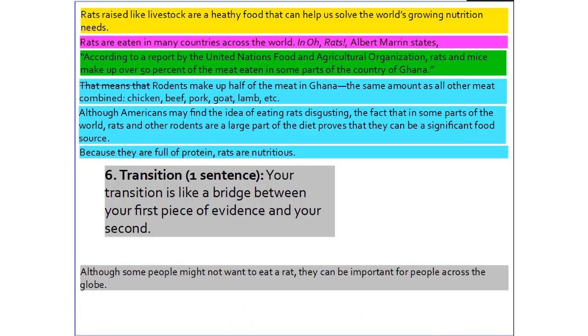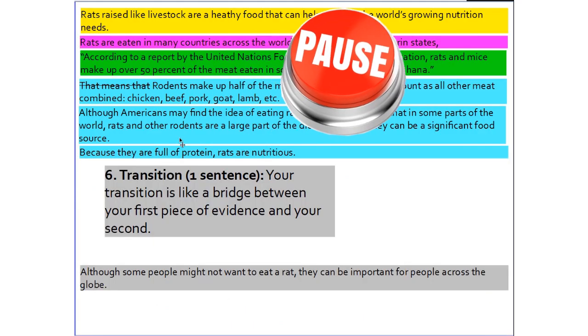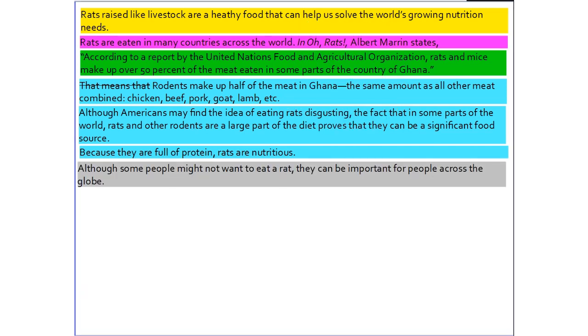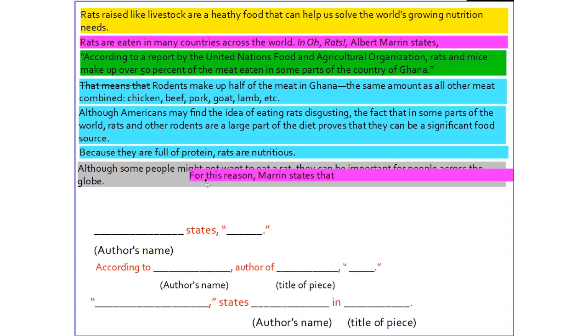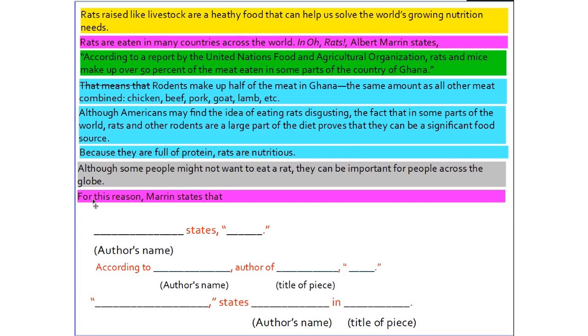So I'm going to have you again pause, and I want you to go ahead and write your transition sentence, looking at both the first piece of evidence and the second piece of evidence to make sure that it goes together. So now I'm going to go through the motions again. I'm going to introduce my evidence, cite my evidence, and explain my evidence. This time I'm going to explain my evidence using a different strategy, and I really encourage you to do the same. For example, for this reason, Marin states that.